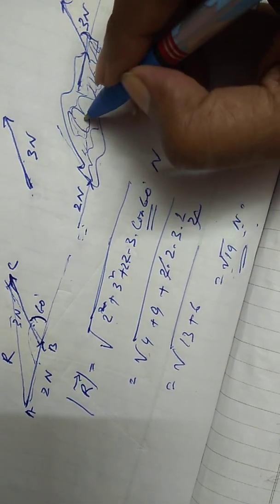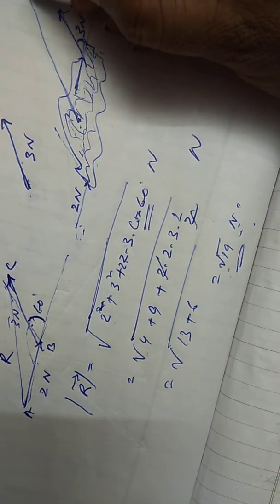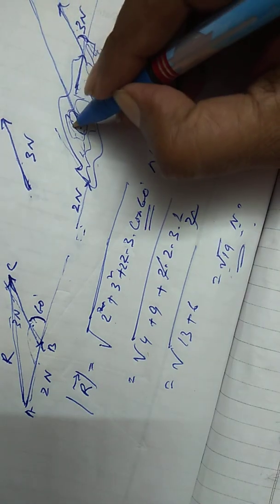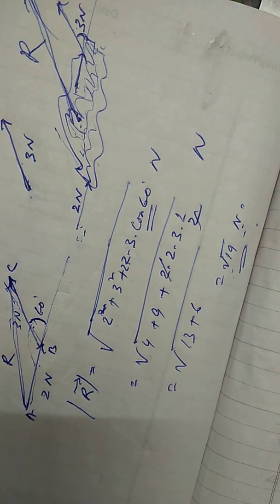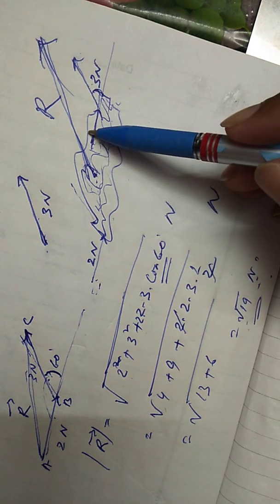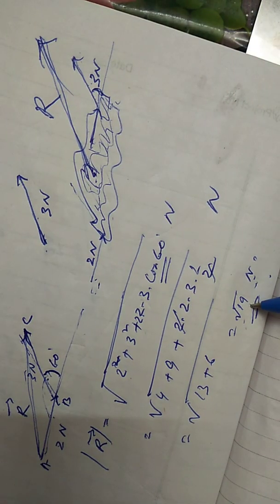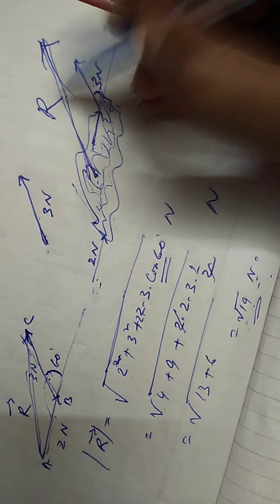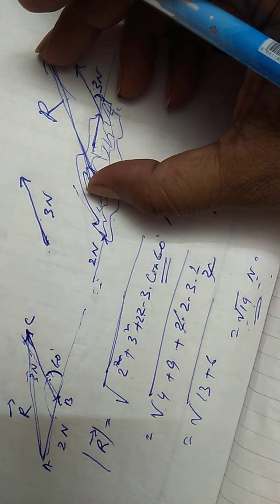Now the net force is acting in this direction. So you can see that net force is acting in this direction. This line must be parallel to this line, almost parallel. So this is the value of R. And this is not enough. I know that the magnitude of this R is root over 19 Newton. But this resultant is also a vector. So I must know the direction also, in which direction this resultant vector is acting.